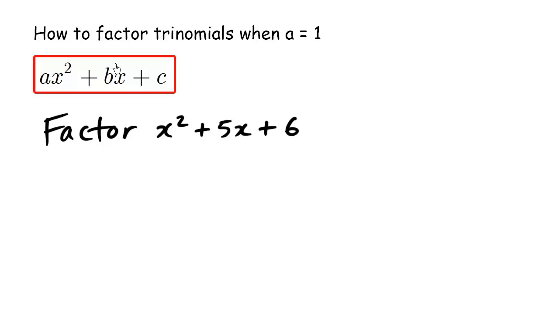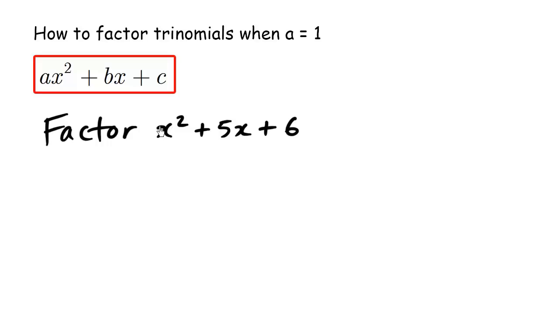Let's practice factoring trinomials. Trinomials means there's three terms: 1, 2, 3. We know there's three terms because terms are separated by plus or minus signs. So what we have here is a polynomial expression in the form ax squared plus bx plus c, where a, b, c are numbers. This a value is actually 1, and that's why we write how to factor trinomials when a equals 1.